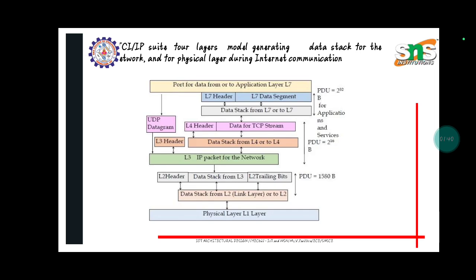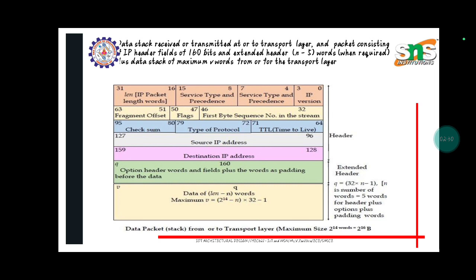Next one is the TCP/IP suite four-layer model generating the data stack. Here we are going to see from the physical layer L1, the data stack from L2 link layer header, and the data stack from L3 to L2, the IP packet and address. These are connected with the header and the data stack from L4, and then it is connected to the L4 header and data from the TCP stream. Then it is connected to the data stack from L7, and then it is split into the header and the data segment, and this port from the data from the application layer L7. These are user defined protocol datagram PDUs for application and service.